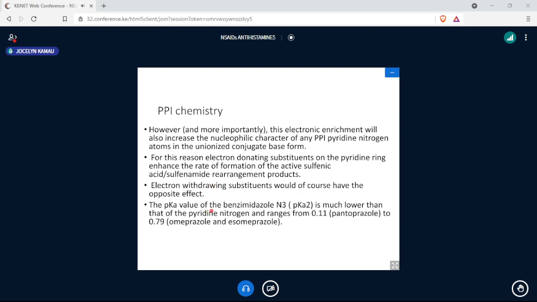The pKa value of the benzimidazole, that's the N3, that's the pi nitrogen, that's the pKa2, is much lower than that of the pyridine nitrogen, and ranges from 0.11 for pantoprazole to 0.79 for omeprazole and esomeprazole.